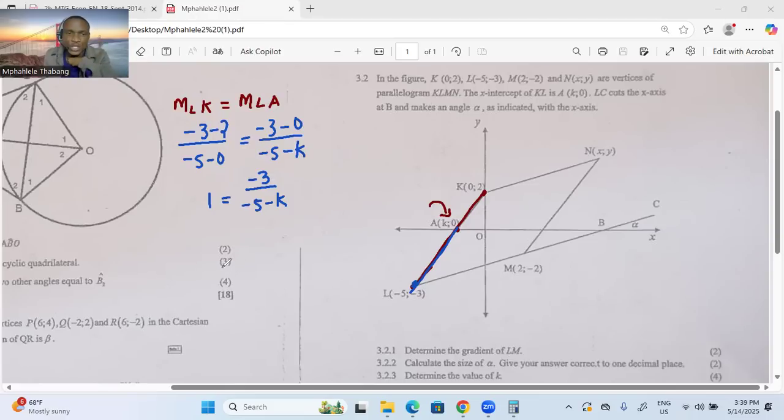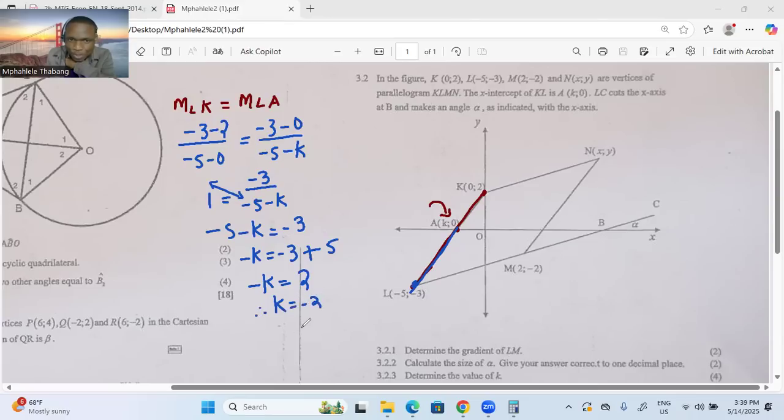Now from here you can cross multiply. You say 1 times minus 5 minus K, which is minus 5 minus K, equals minus 3. You group like terms: minus K equals minus 3 plus 5. Minus 3 plus 5 is 2. Therefore, K is negative 2. So the value of K is negative 2.